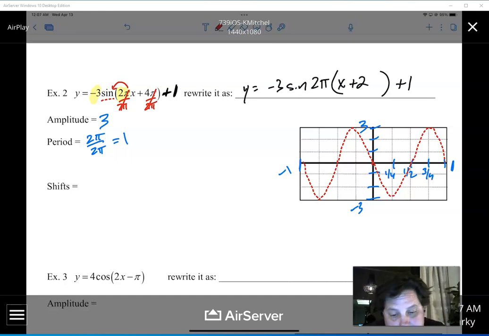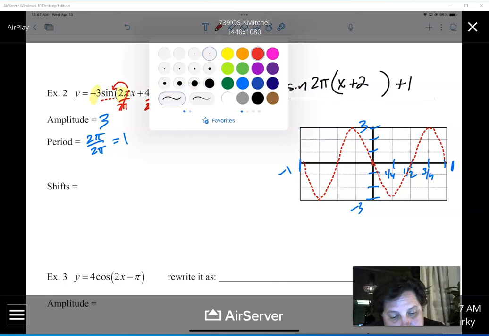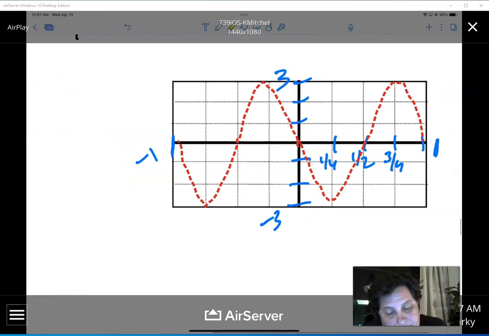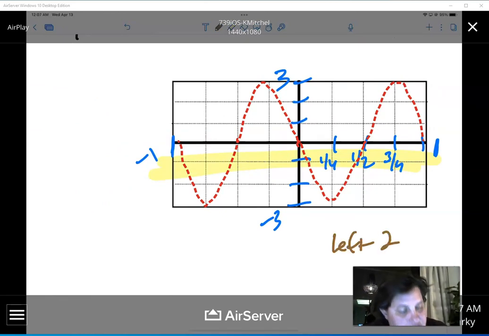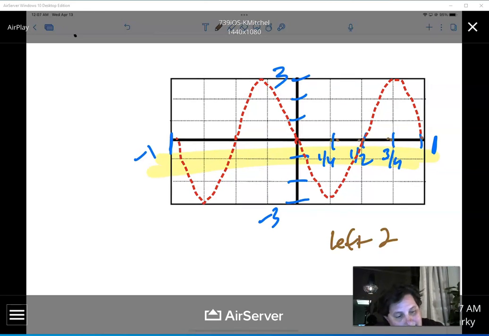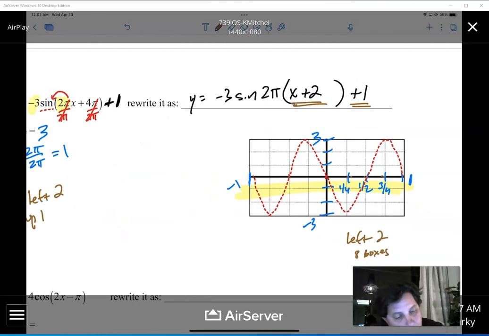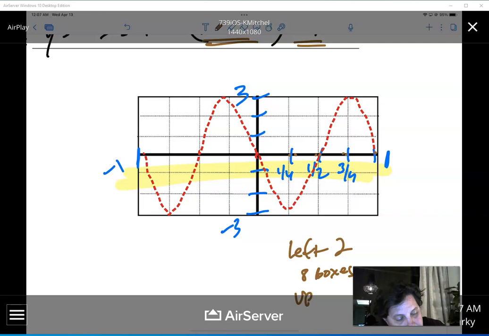Cool. Okay, now it's time to make my shifting. Let's use a different color so it'll stand out a little bit. All right. This is going to go left 2, up 1. Now, looking at the scale here, left 2 is how many boxes? For this one it's actually 8 boxes to the left. Okay? That one's up 1. Up 1 is how many boxes? Well, because that one's going by ones, it's just 1 box up.